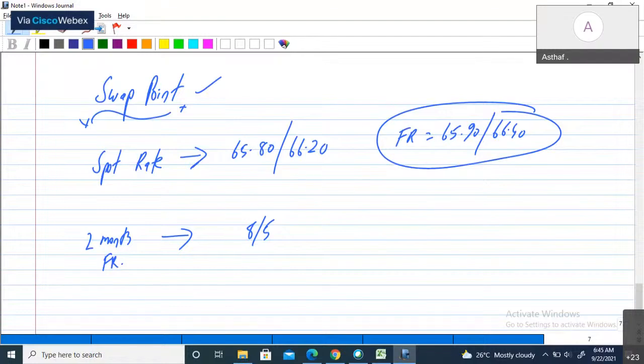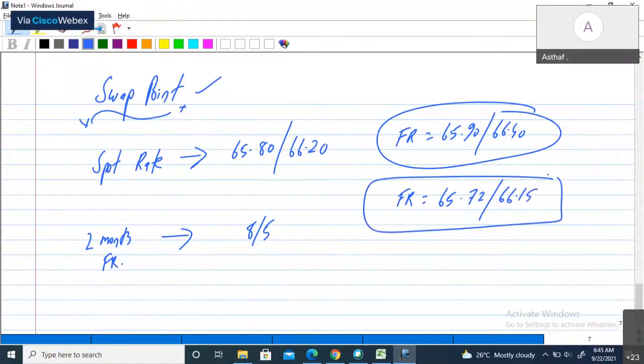They told you already the swap points are decimal points. So here only one decimal, one number, that means only one decimal. The forward rate will be your 65.80. You have to reduce 8. If you reduce 8, the swap point becomes 72. Then 66.2, you have to reduce 5. 6.15 per forward rate.